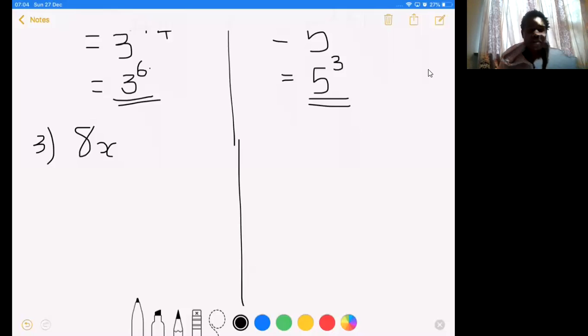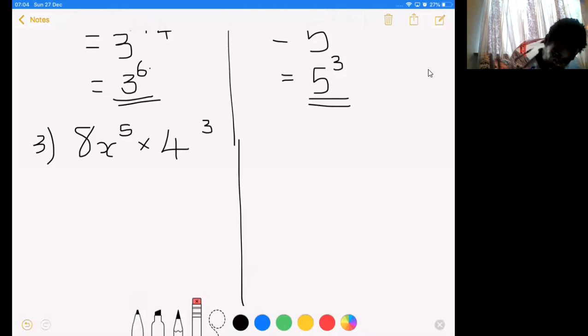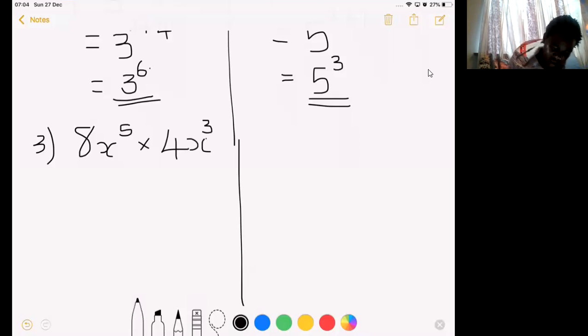Okay, then example number 3. 8x to the power of 5 multiplied by 4x to the power of 3. Let me write the same x's. In this case, you are going to do the numbers on their own, the x's on their own. But remember, we are saying 8 multiplied by 4. Most people make the mistake of saying 8 plus 4. When you are multiplying the numbers, you don't add the numbers.